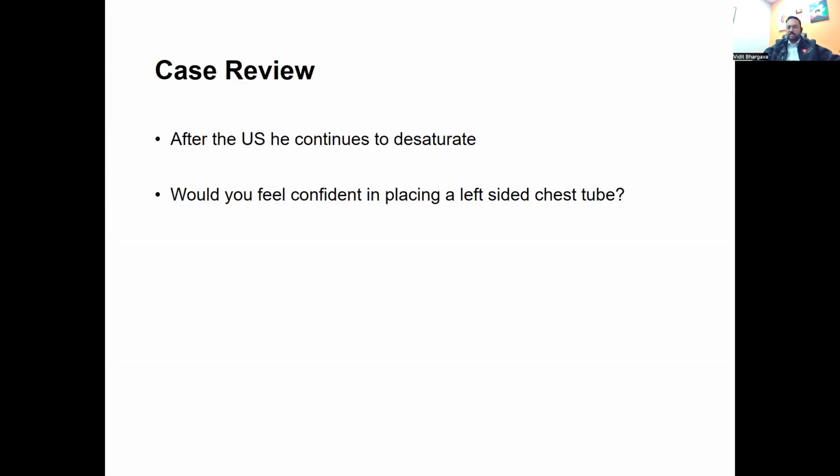After the ultrasound, the patient continues to desaturate. Would you feel confident in placing a left-sided chest tube? I would, but I would do a little bit more thorough exam and try to figure out how big the pneumothorax is before I go ahead and place the chest tube. Of course, if it's a rapidly crashing patient, then we have to approach that with a little bit more urgency versus if we had some time.